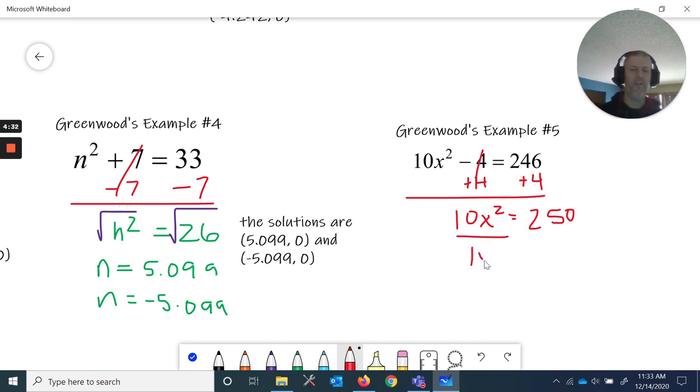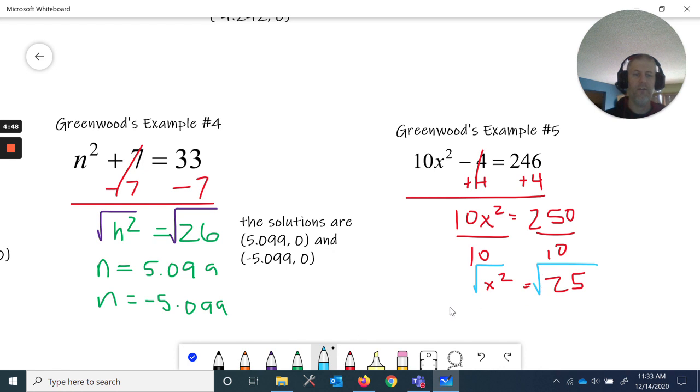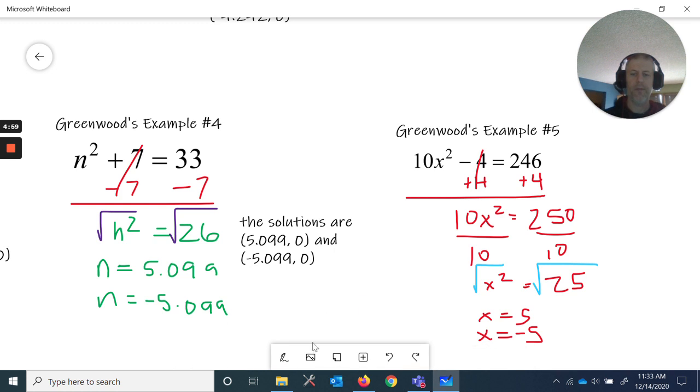So then if I divide by 10 here and divide by 10 here, I'm left with x squared equals 250 divided by 10. Cancel the zeros, 25. And so I remember 5 times 5 is 25. So I'm going to remember to square root both sides. And I should get x is 5, and x is negative 5.